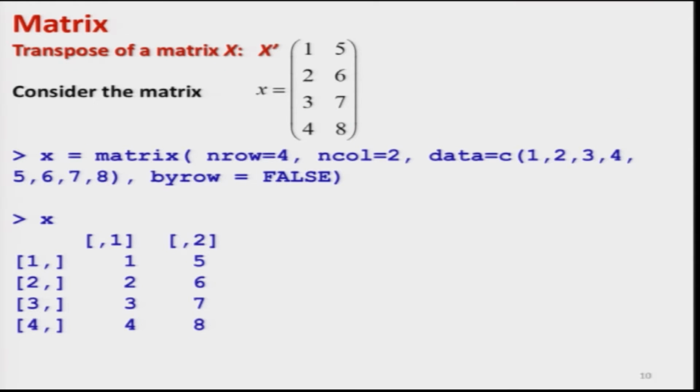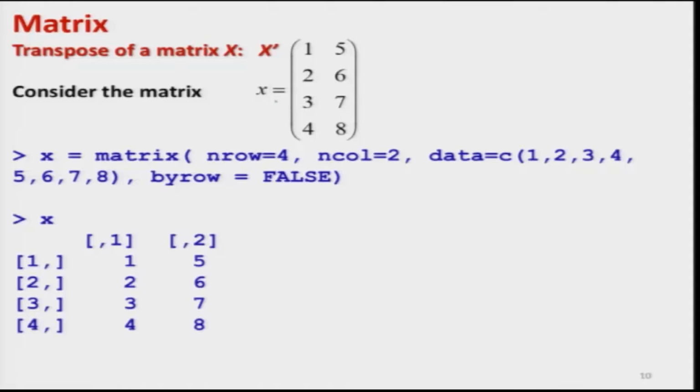Similarly, if I want to find out the transpose of a matrix, what is the transpose of a matrix? When we interchange the rows and columns, it is called the transpose. For example, say I have a matrix x equal to 1, 5, 2, 6, 3, 7, 4, 8. This matrix can be given in the R console using the matrix command, the same command that we used earlier, and its outcome will be like this.